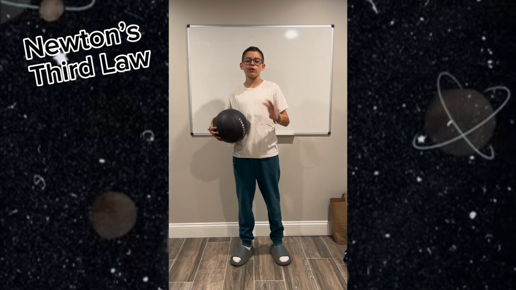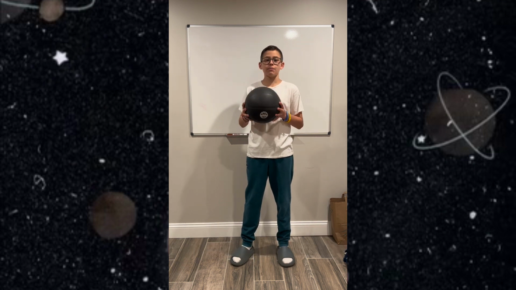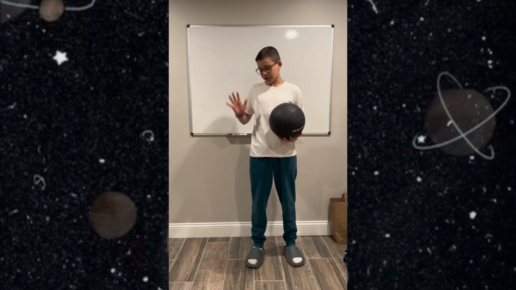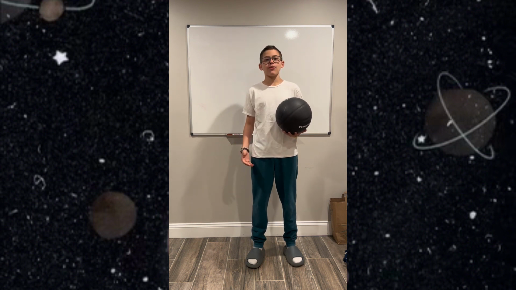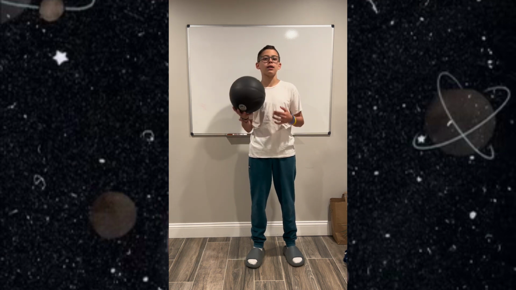Newton's third law of motion. For every action, there is an equal and opposite reaction. In basketball, when you dribble a ball, you apply force and you are pushing it down. So that means there will be an equal and opposite reaction of the ball pushing back off the ground and coming back up to your hand.